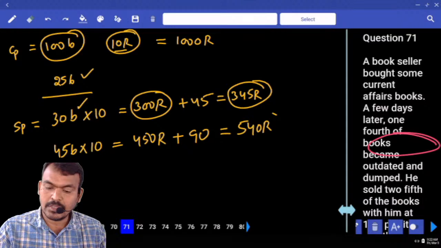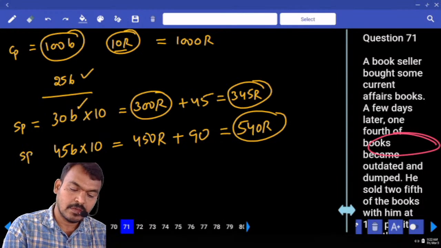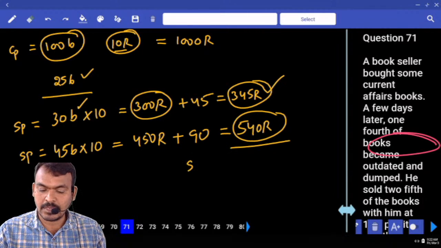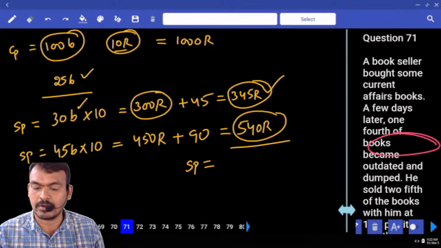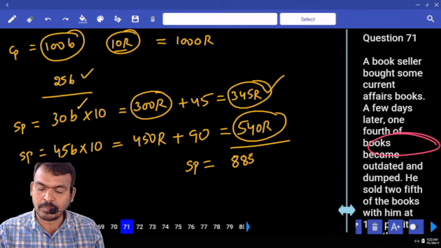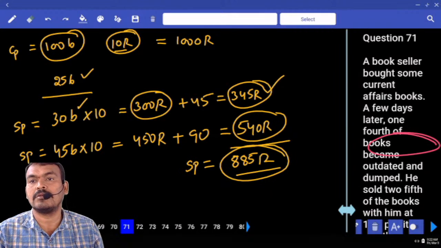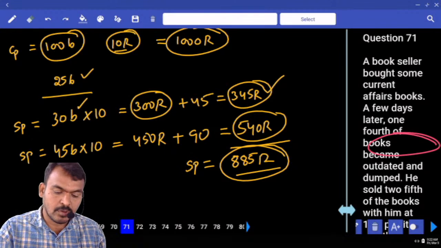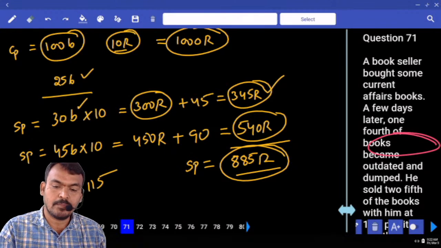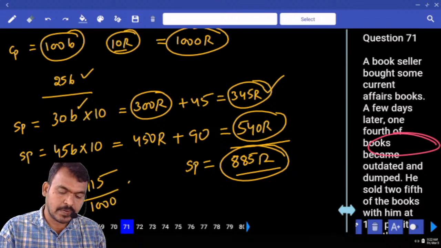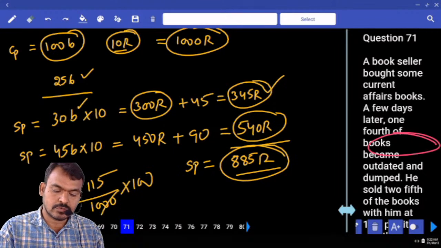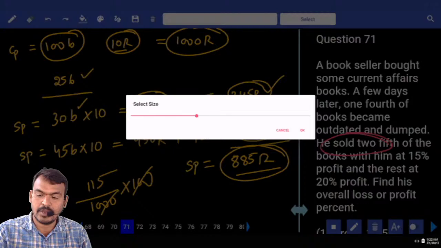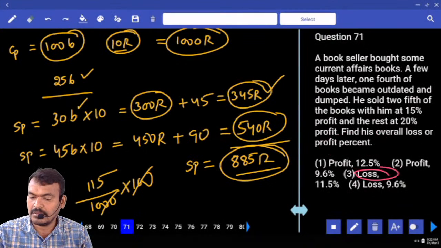540 rupees. The total selling price of 30 books is 345 rupees. Selling price of 45 books is 540. What is the total selling price we are getting? 345 plus 540 is 885 rupees. It is the selling price. What is the cost price? 1000. Profit or loss? Loss. How many rupees? 115. Upon which one? 1000. Multiplied by 100, two zeros cancel. We are getting 115 by 100, that is 11.5 percent loss.